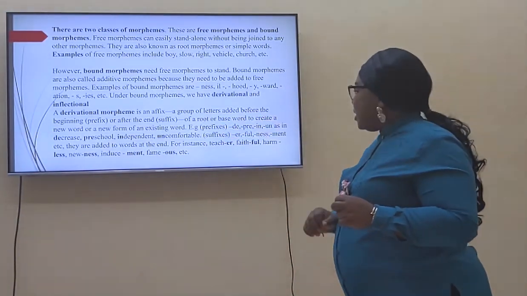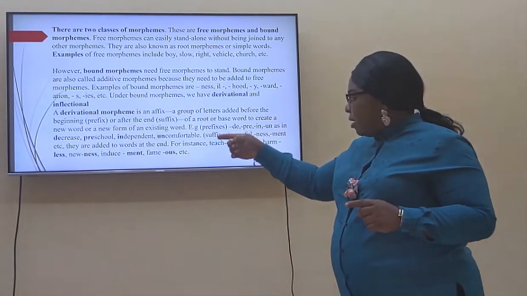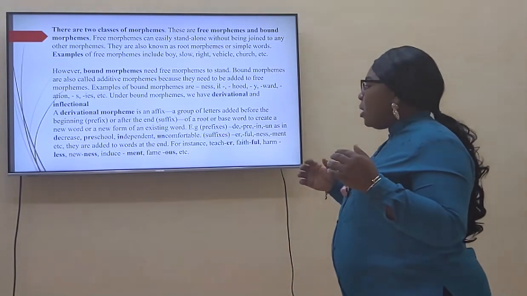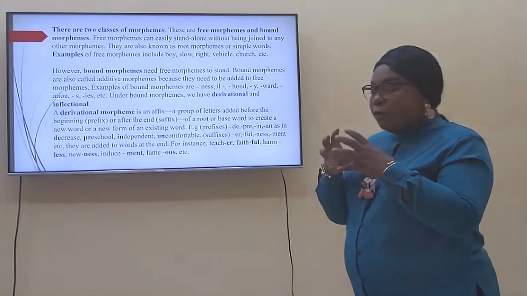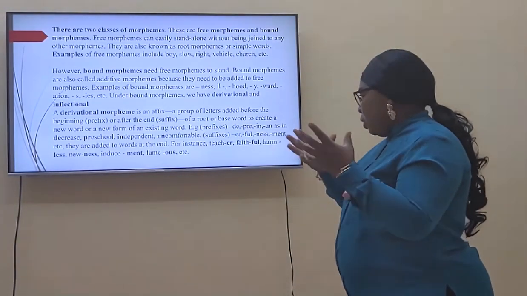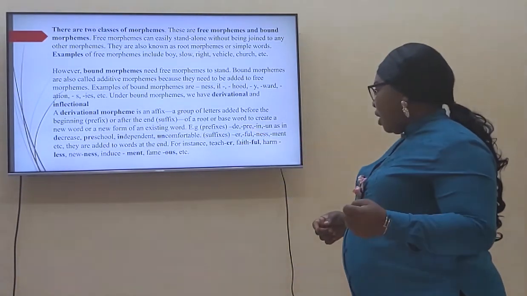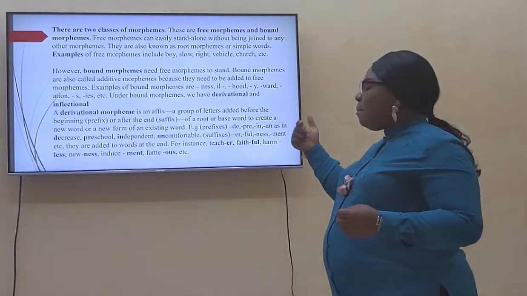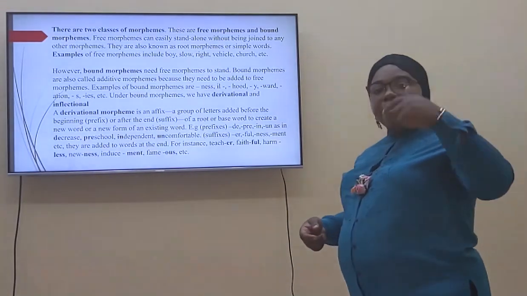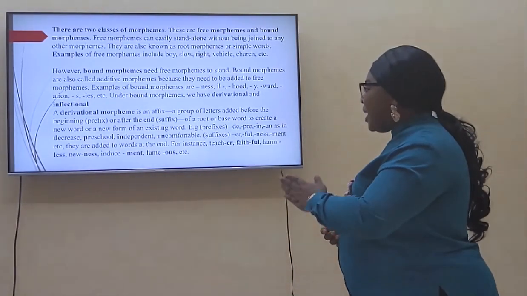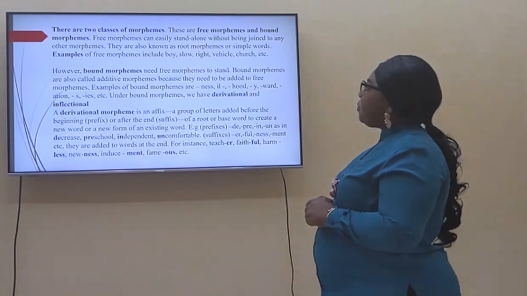Now moving over to suffixes, we have ful, ness, ment, and the rest of them. So they are needed to be combined for you to have a particular, complete, meaningful word. For instance, for you to say teacher, you have to add ER, a suffix, to it. Teacher, faithful, harmless, newness, inducement, famous. You see, the suffixes appear at the end of this word for it to make a complete meaning. Okay?